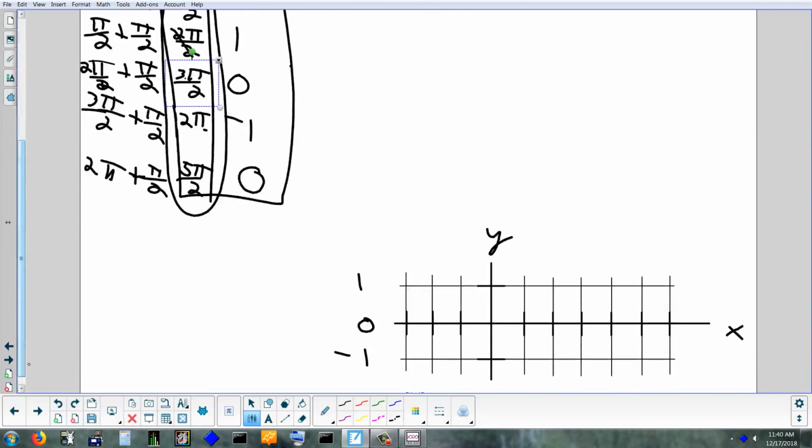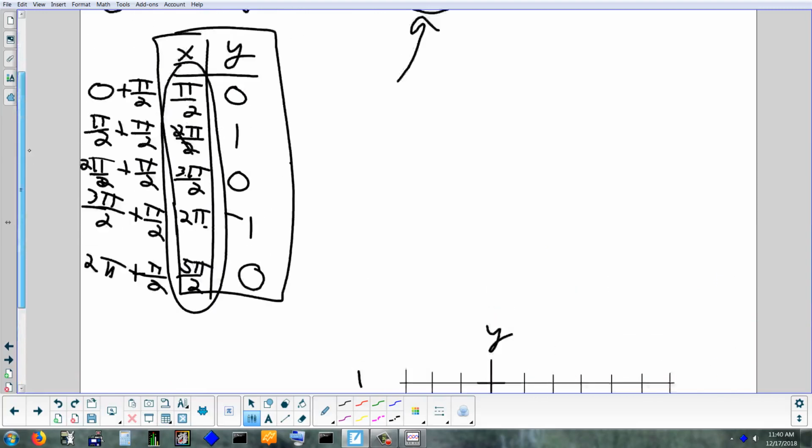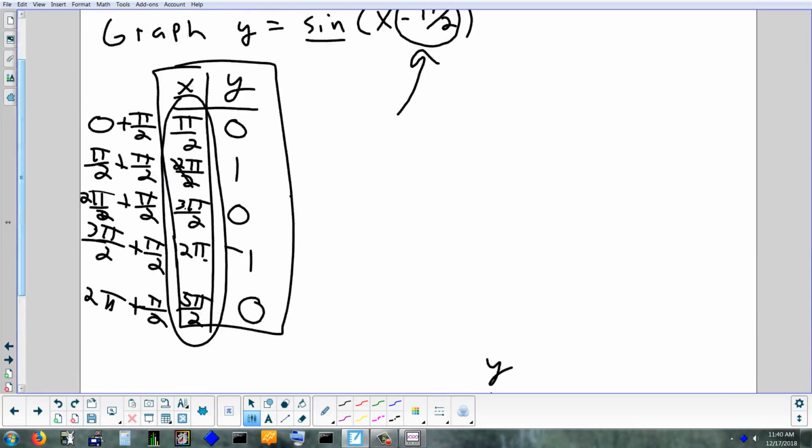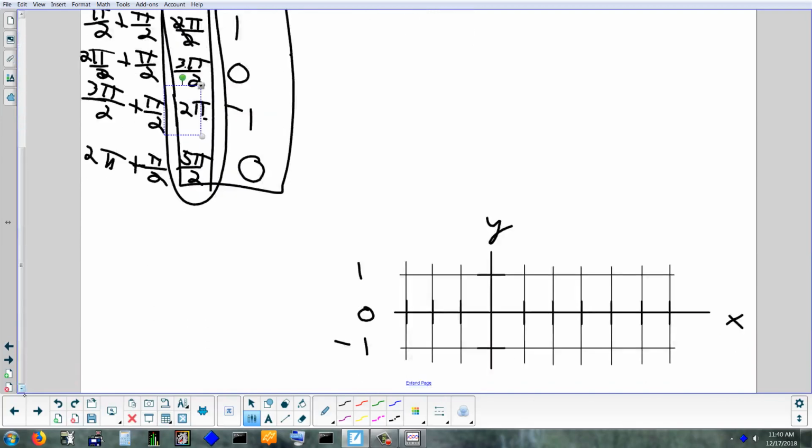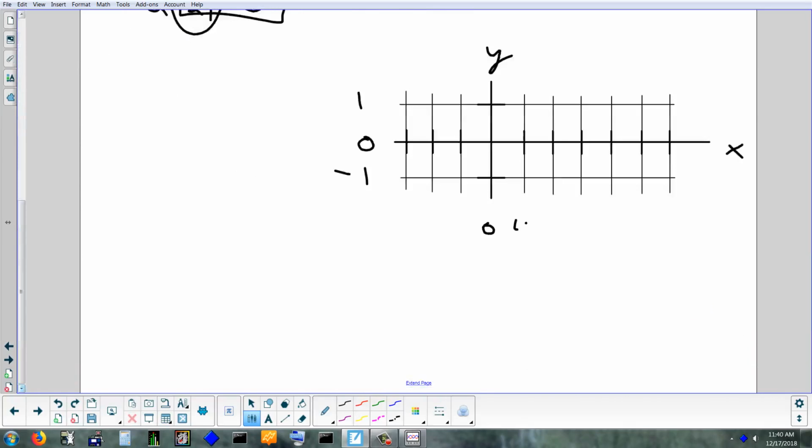If I label these like 0, 1, 2, 3, 4, 5, 6 on the x-axis, that's going to be awful. Because then I got to find like 3.14, 6.28. That's going to be a mess. So just label them like this. Pi over 2, pi, 3 pi over 2, 2 pi, 5 pi over 2.